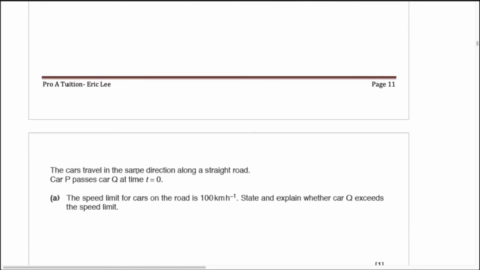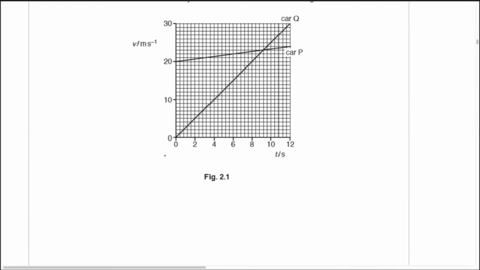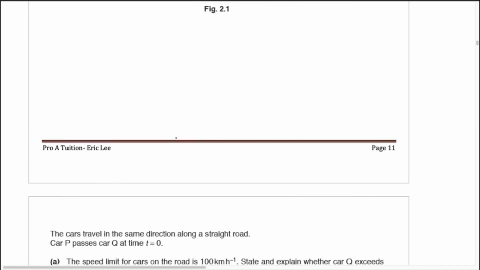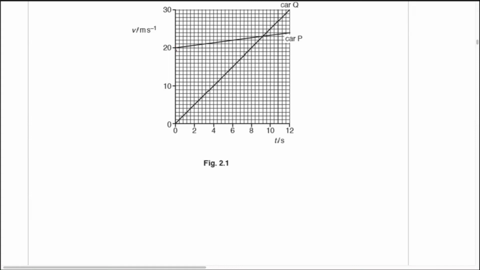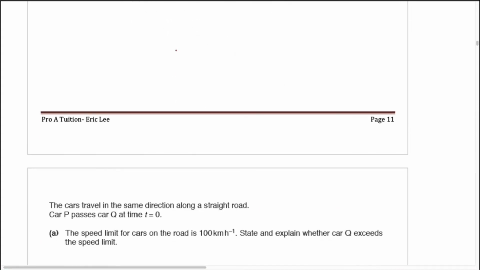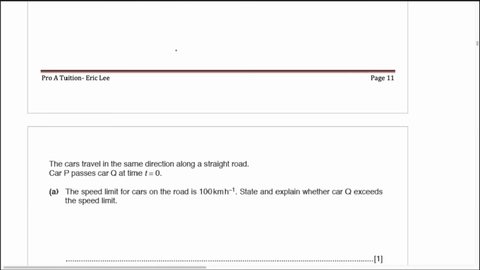Okay, the cars travel in the same direction along a straight road. Car P passes car Q at time t equal to 0. So that means here. Okay, so car P passes car Q. As you see, car Q is not moving at the beginning, and car P is moving at 20 meters per second. So it passes car Q. Okay, so in other words, that means they both start from the same point at t equal to 0.